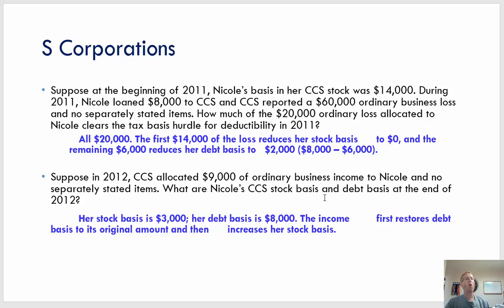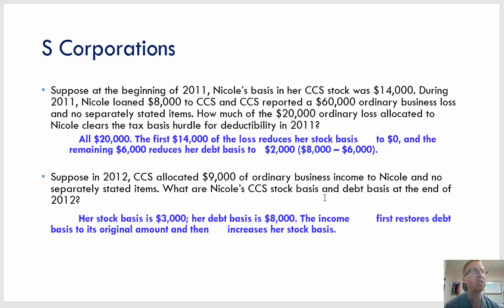Okay, example: Nicole's stock basis was 14. During the year, she loaned 8. So total, if this were a partnership, you'd say, oh, she's got outside basis of 22. But in an S corp, we keep them separate: 14,000 and 8,000. Okay, so there's a $60,000 ordinary business loss and no separately stated items. She gets her cut of that. $20,000 is allocated to her, so she's a third partner.